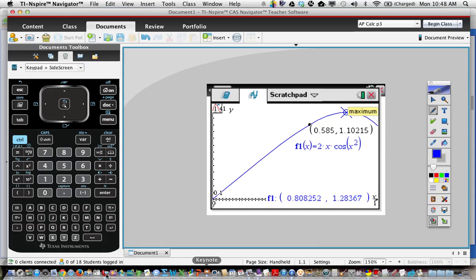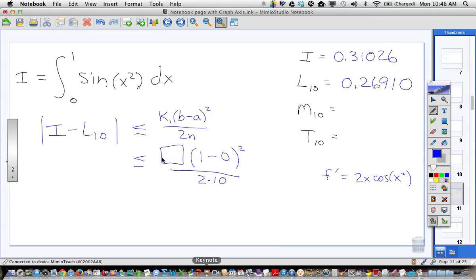Once you get the hang of that, it's really easy to do. So you graph f prime, absolute value would be good, do your zoom fit, find that maximum, take that number, and just barely round it up, because what we're doing is the worst case scenario. All right, once we have that number, 1.284, we stick that right there.